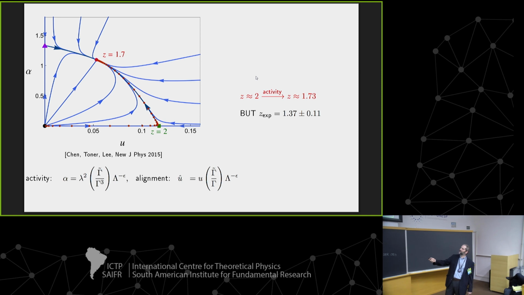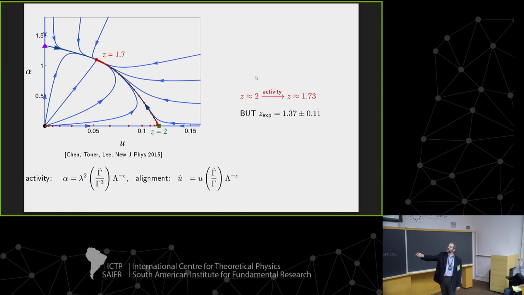Okay, so this model was studied by Toner again, Toner with Chen and Lee a few years ago, and what they find is that if you add activity, then the universality class changes. So if you look at the critical manifold now, you have two variables: alignment here, and activity.